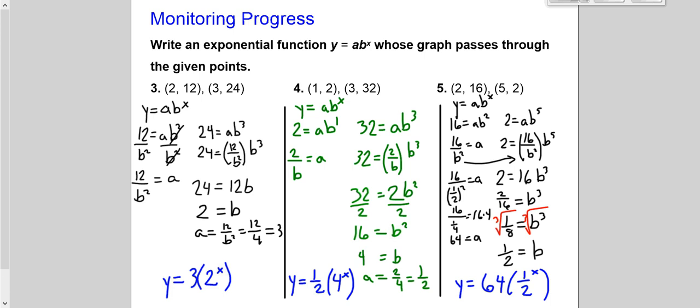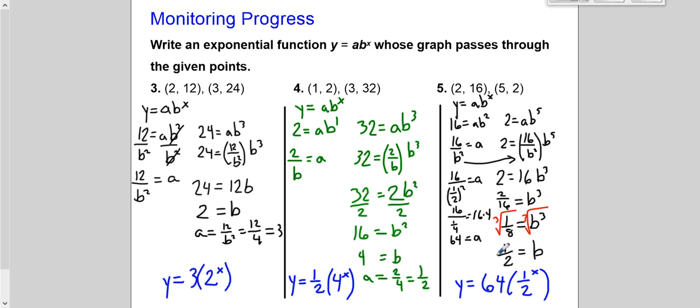And here's number 5. Hey, this one was definitely more work. Write your two equations, get A by itself in one of the equations, substitute it into the second one. I had 2 equals 16B cubed. Divide by 16, we get 2/16. Simplify, that becomes 1/8. So we have 1/8 equals B cubed. We had to do the cube root of both sides. The cube root of 1 over 8 is 1 over 2, as the cube root of 1 is 1, the cube root of 8 is 2.